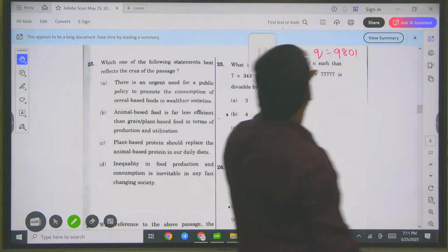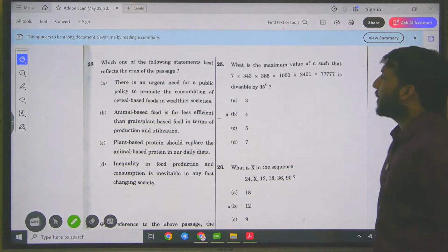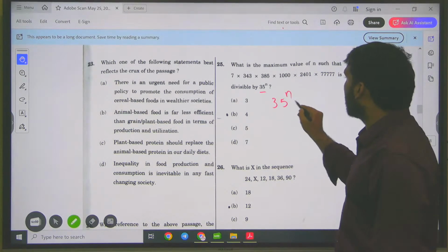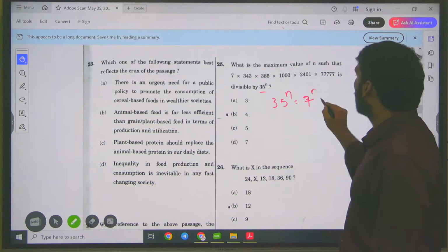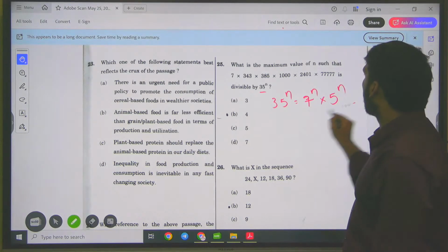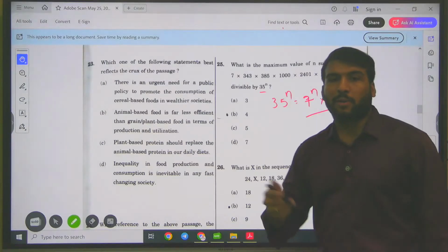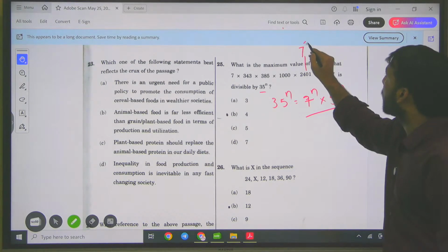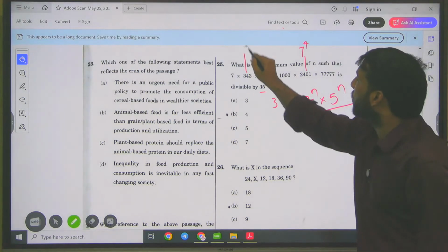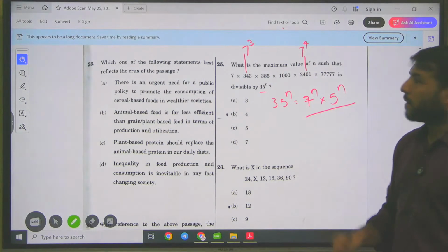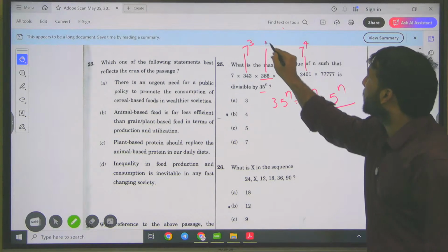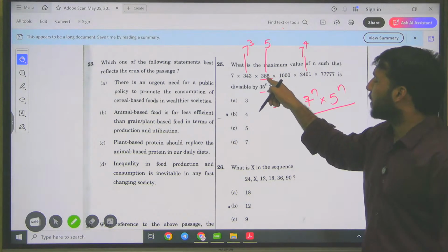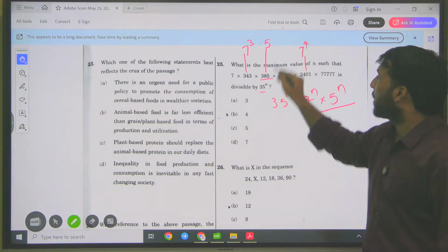What is the maximum value of n such that 7 into 35 power n? I can write it as 7 power n into 5 power n. On observing all this, I get to know that more 7s are there because this is 7 power 4, so here 7 cube. I am getting more than that. But if I observe 5, here 1 five is there.